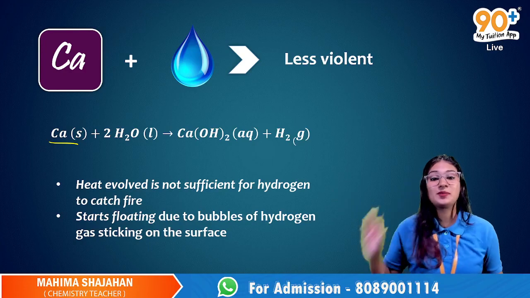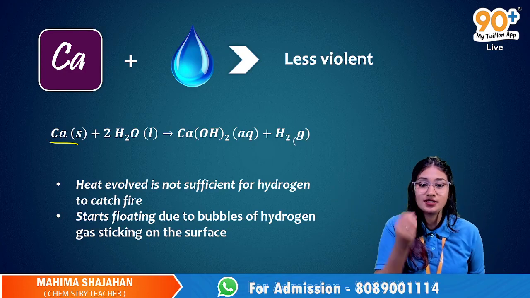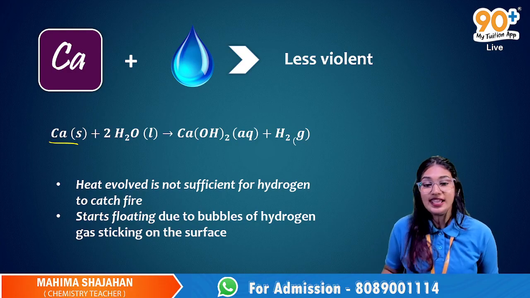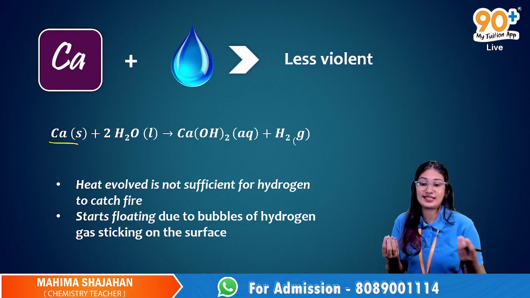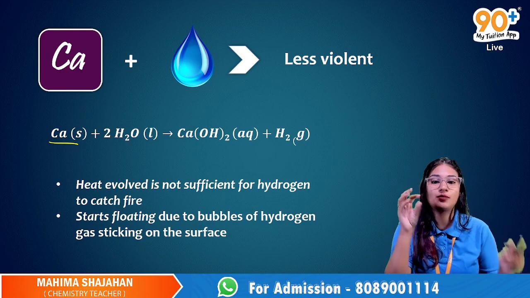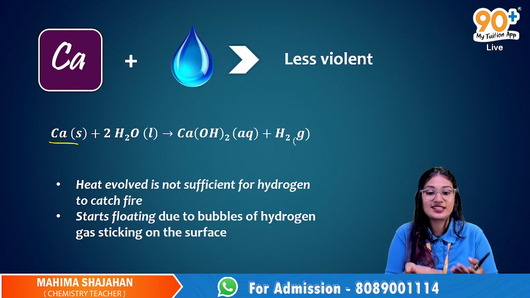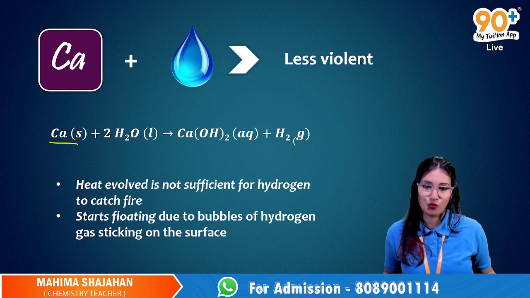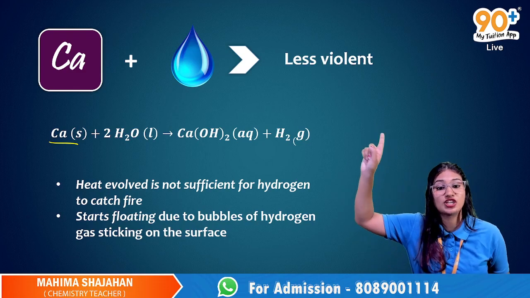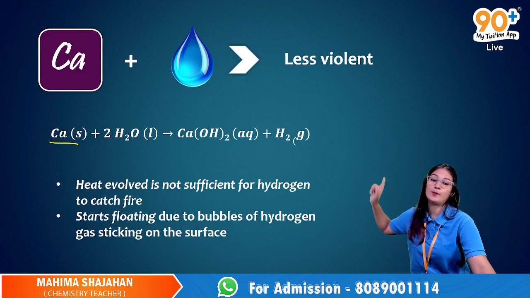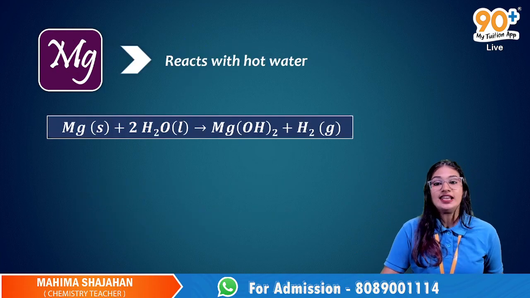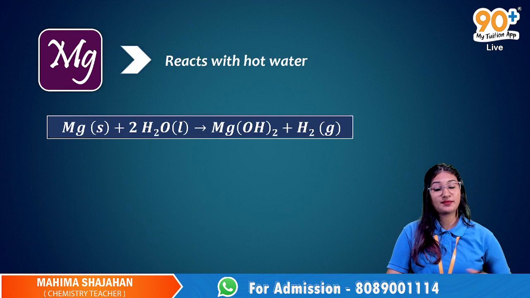In the experiment, you can observe that after some time calcium starts to float on water. It is because the hydrogen gas bubbles get stuck on the calcium metal. As a result, it will float on water. So, calcium can also react with cold water, but the reaction is less violent when compared to that with sodium and potassium.